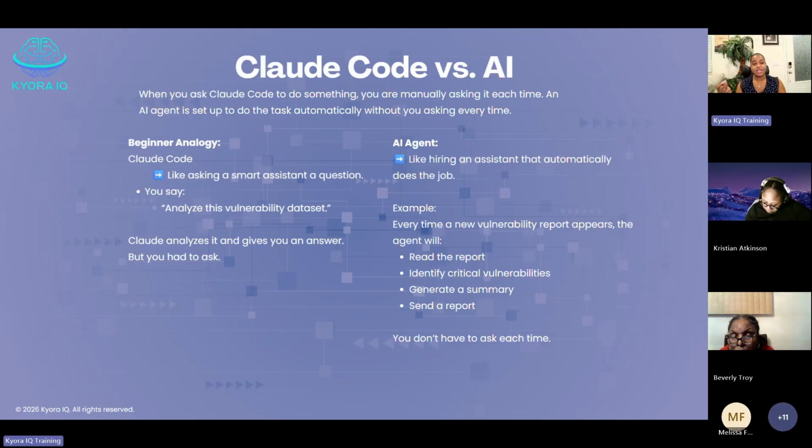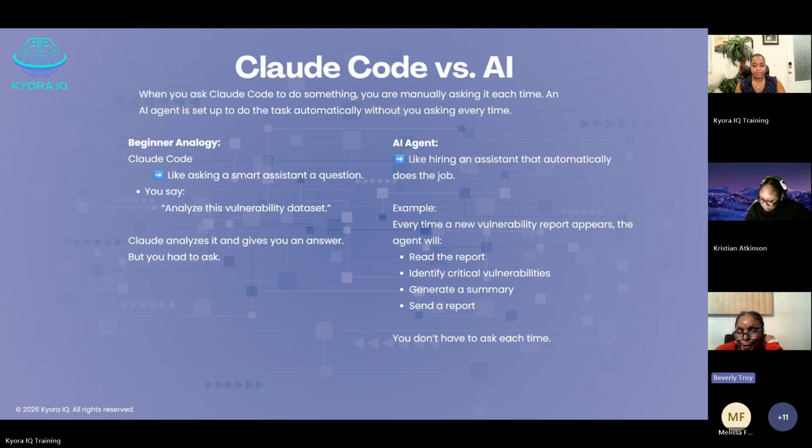An AI agent is like hiring an assistant that automatically does the job for you. So example would be every time a new vulnerability report is run, let's say it comes down from Rapid7, and it maybe triggers an email, or it has maybe a connection into an AI tool. It will automatically be able to read the report, identify critical vulnerabilities, generate a summary, and send a report, right? So an AI agent is able to do everything automatically as opposed to you having to trigger an action. Does that make sense to everyone?